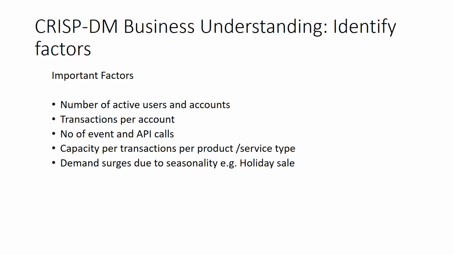In the third section, we can identify some of the factors that play an important role in this prediction model. There could be a bunch of important factors like number of active users and accounts, transactions that are being done per account, number of event or API calls that are happening, and what the capacity per transaction per product type looks like. Are there any specific factors like demand surges due to seasonality? For example, a holiday sale is going on and that's causing a peak in demand. So these are some of the important factors.